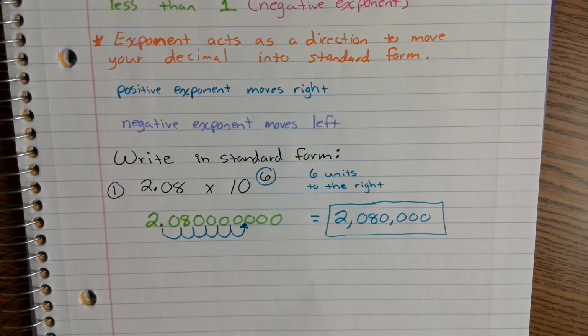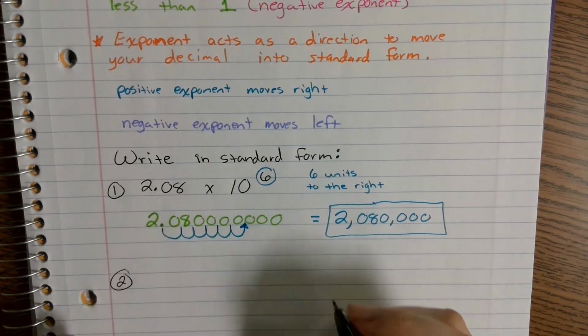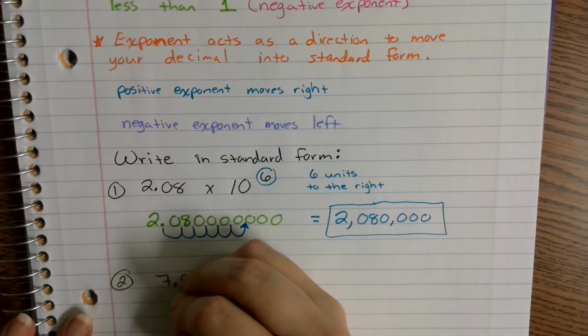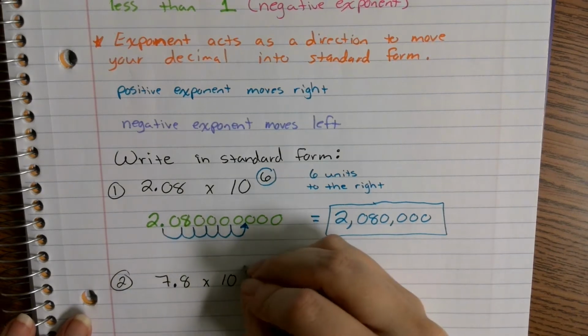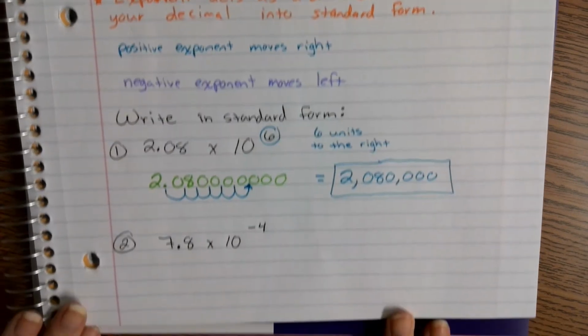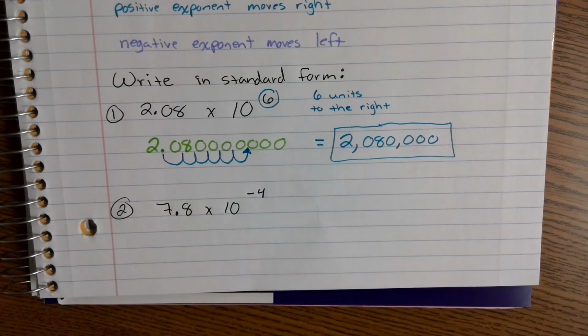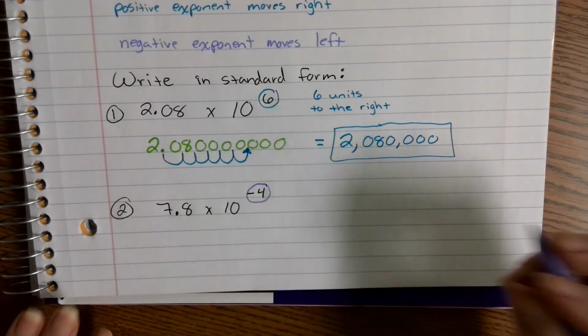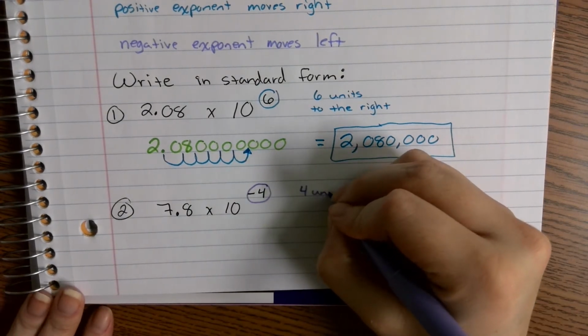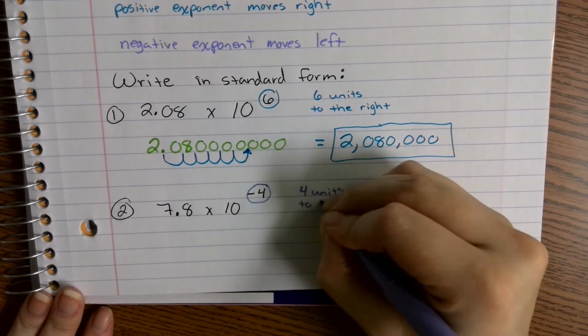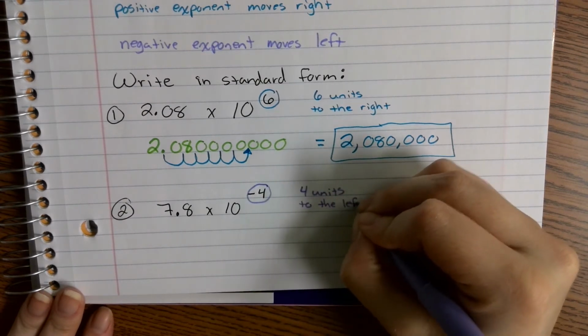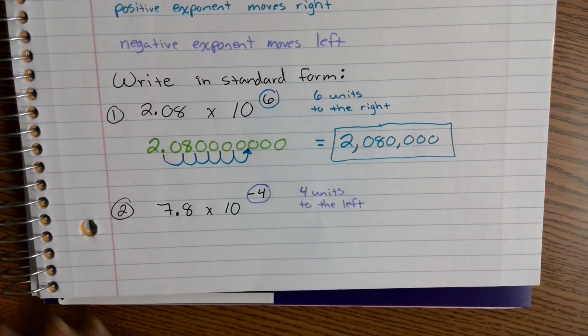It all tells you is just how far you are moving that decimal. If I have 7.8 times 10 to the negative 4th power, again, because the exponent is negative, I'm going to move 4 units to the left.